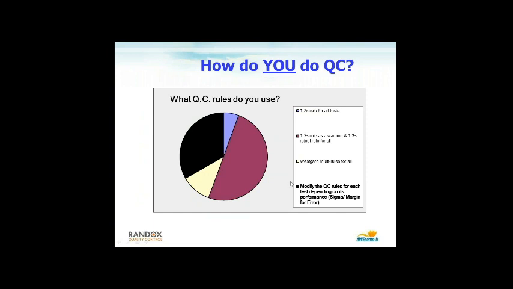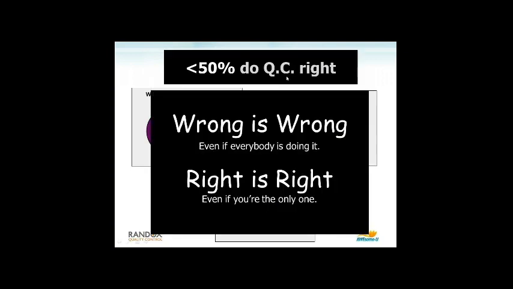For years now, you should modify the QC rules to match each test depending on its performance, and less than half the people do that. Wrong is wrong, even if everybody is doing it, and right is right, even if you're the only one.